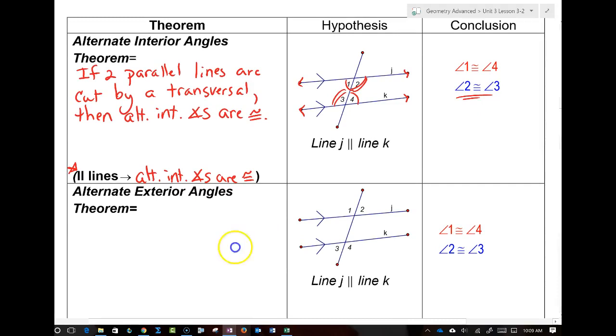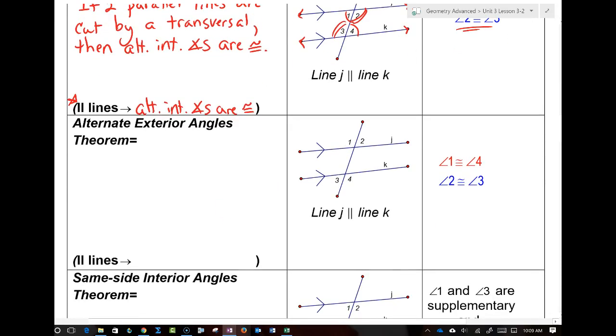Alternate exterior angles theorem. Guys, that would be 1 and 4 and 2 and 3, correct? Our hand motion, like going farthest apart from each other. But again, if you look at these, look, when you have parallel lines, are they the same shape, same size? Yeah, totally when you work with it. So let's write it down.